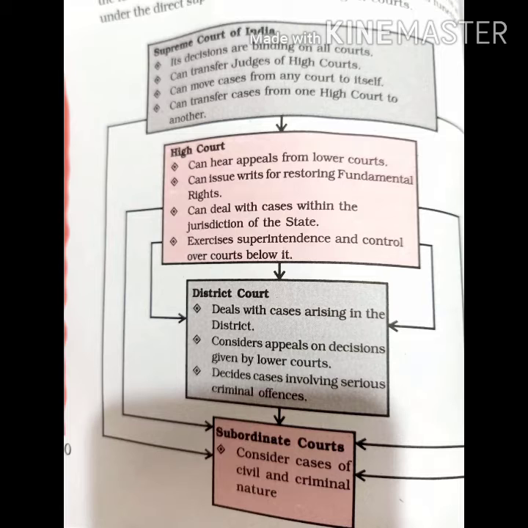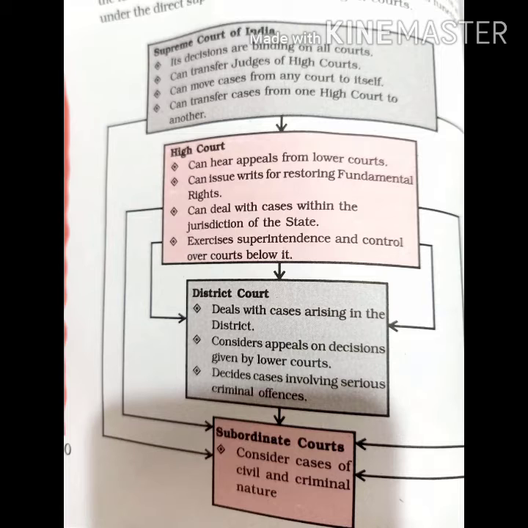It can move cases from any court to itself. Fine. And next, it can transfer cases from one High Court to another High Court. We know that every state has a High Court, and here I want to tell you one thing. Some states have 2 or 3 states sharing only one court. Clear? It doesn't mean that we have 29 states, so we have 29 High Courts. No, some 2 or 3 states also share one common High Court. Clear? So next we will talk about the High Court.